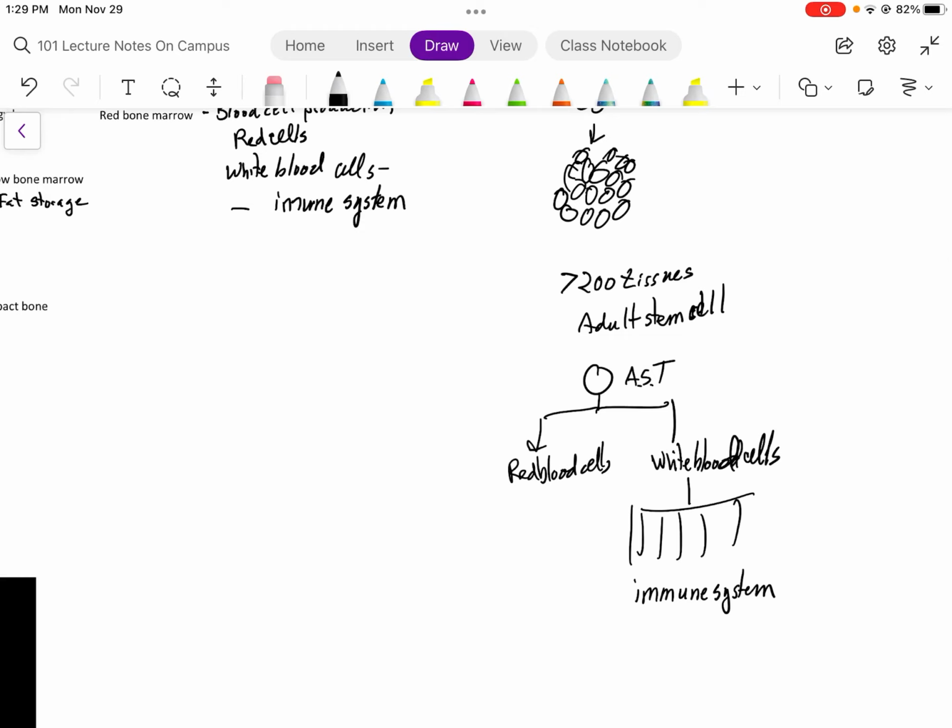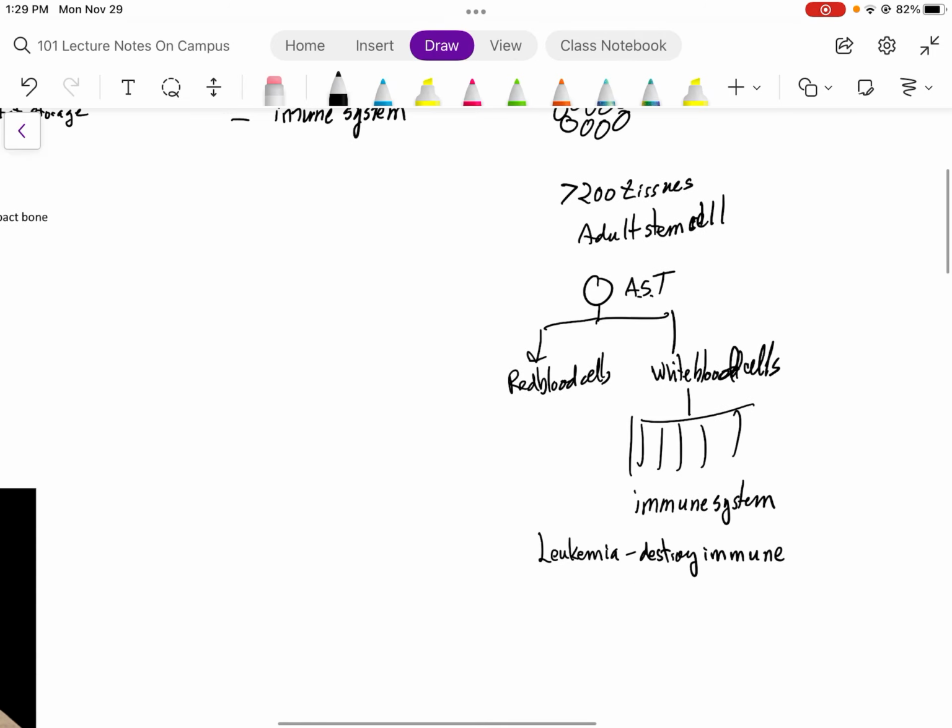So in people that have, for example, immune system difficulties, like leukemia, for example, is a disease that is a bone cancer. Leukemia can destroy the immune system. And also, if you're looking at severe chemotherapy that people take, because it attacks rapidly dividing cells, actually you might use what's called a bone marrow transplant.